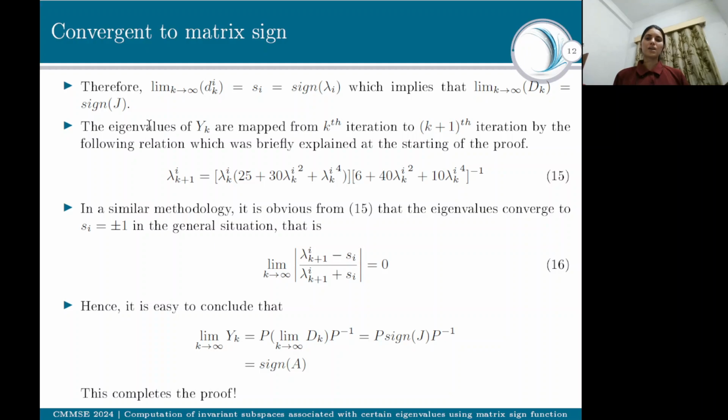Therefore, the limit of dk is equal to σ, that is, sign of λ, which implies that the sequence dk will converge to sign of J. Also, the eigenvalues of Yk are mapped from the kth iteration to the (k+1)th iteration by the relation given in equation 15, which was briefly explained at the start of the proof. In a similar way, we can easily get that this limit will also approach 0, and hence it is easy to conclude that our proposed method will converge to sign of A.